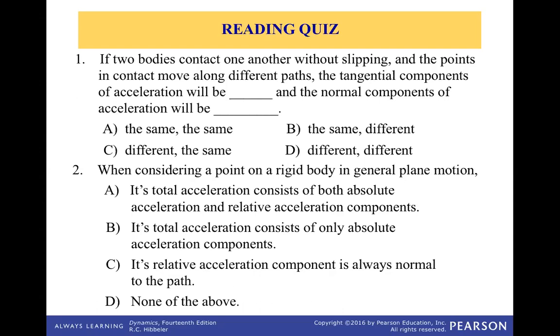The second one says, when considering a point on a rigid body in general plane motion, concerning its total oscillation, this one should have both absolute oscillation and relative oscillation components. It should be A here. We'll talk about that later, because usually we'll pick a point as a reference point. So the oscillation is equal to the absolute oscillation from that point plus the relative oscillation with respect to that point, those two components. So 1 is B, 2 is A.